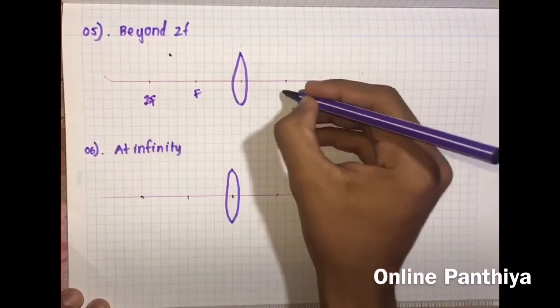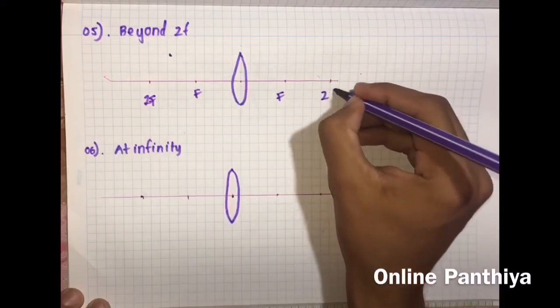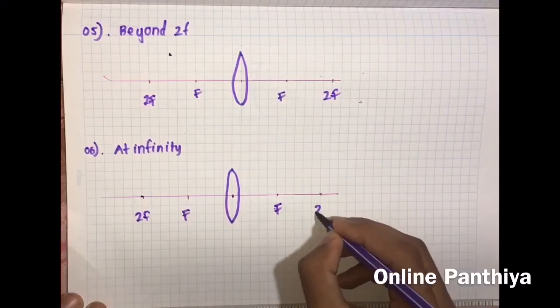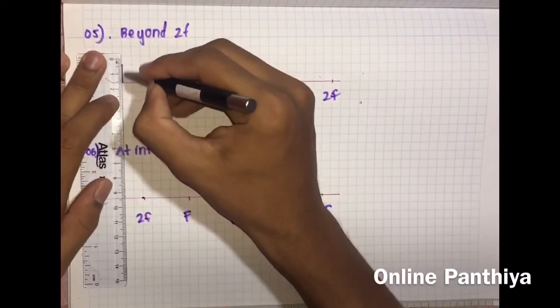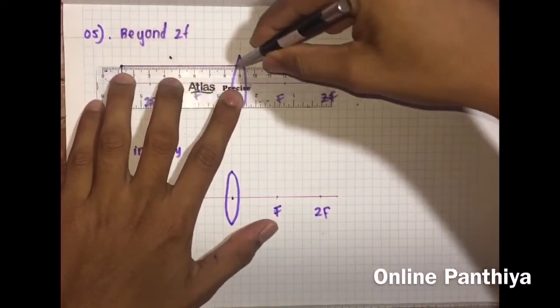What happens to an object placed beyond 2F? Now let us draw these. Beyond 2F, so I place it somewhere here. First let me draw the diagram.